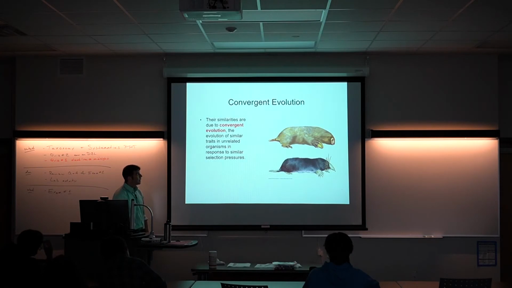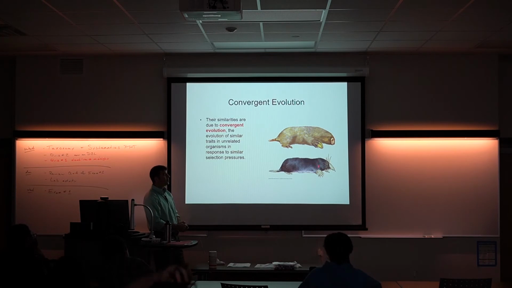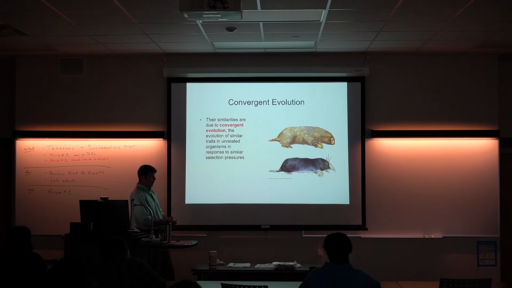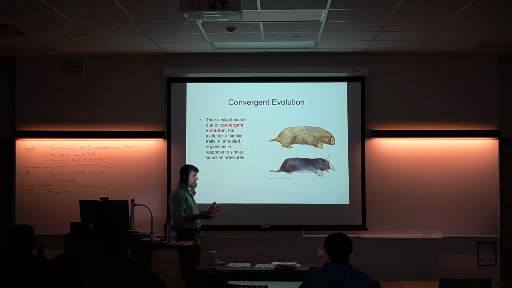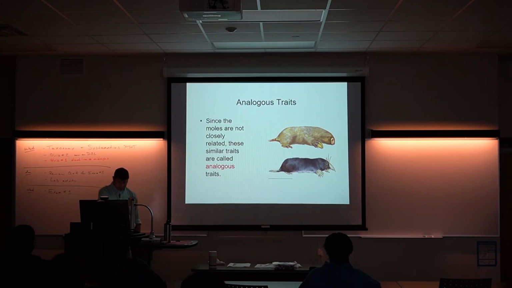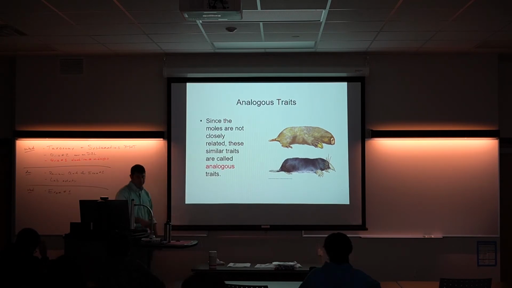I think I pulled this up last semester when we talked about these two moles that look very similar to one another. They've both got reduced eyes, enlarged front pads. They've got wedge-shaped heads. They burrow into the ground, so they both have adaptations for tunneling, even though they don't share a recent common ancestor. Kind of like the dolphin and the shark, what they share is a similar habitat, and that habitat has shaped them in similar ways. These are what we call analogous traits. They're due to shared habitat, not due to shared recent common ancestry.